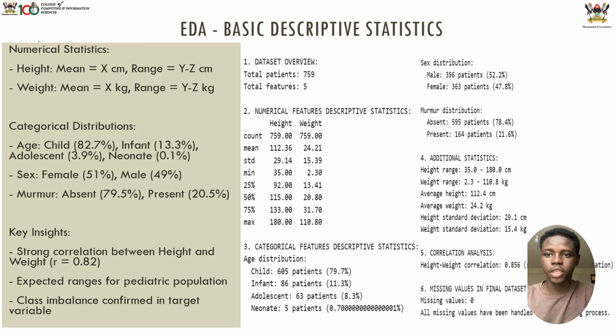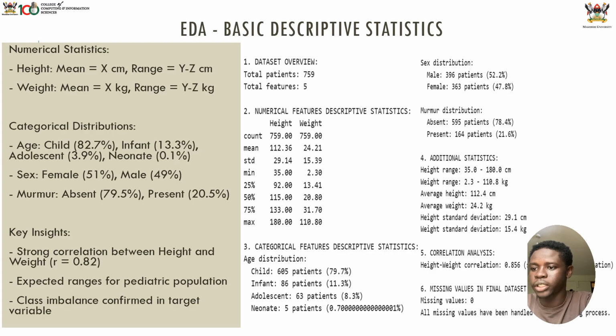Hi members, my name is Yohana Muhammad. I'm the second member. I'm going to present the basic descriptive statistics. Here you have the dataset overview, which contains the total number of patients, 759. Then the features are 5. The first one, you have the numerical features descriptive statistics, which has the weight and the height. Then you have the third point, which is categorical features descriptive statistics, which contain the age distribution, sex distribution, murmur distribution. The other point is additional statistics.